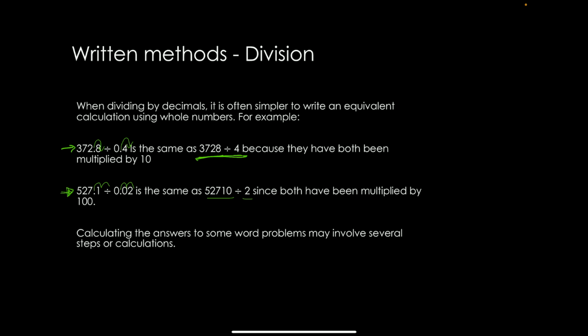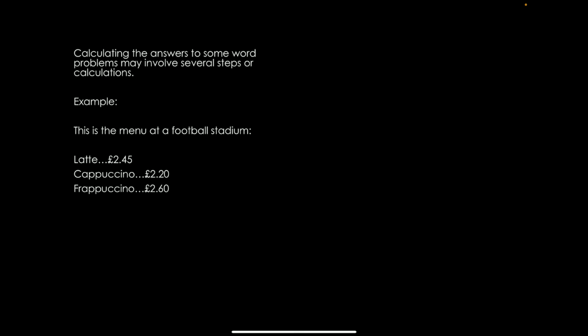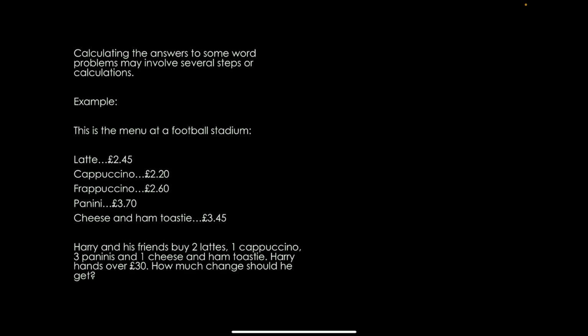So calculating the answers to some word problems might involve several steps or calculations. So let's have a look at the example I've got on the next page. Okay, so example, this is the menu at a football stadium. Lattes £2.45, cappuccinos £2.20, frappuccinos £2.60, panini £3.70, and cheese and ham toasty £3.45. Harry and his friends buy 2 lattes, 1 cappuccino, 3 paninis, and 1 cheese and ham toasty. Harry hands over £30. How much change should he get?